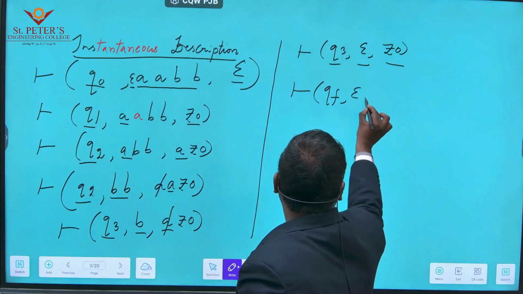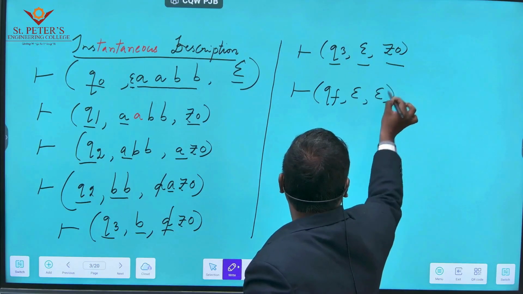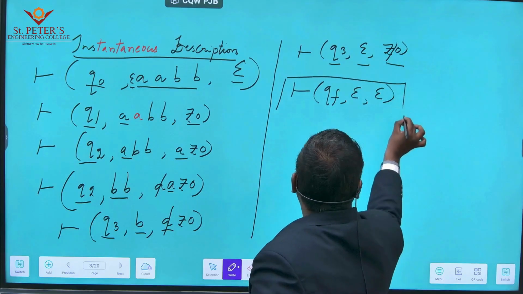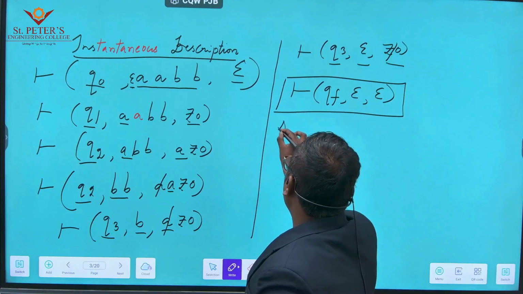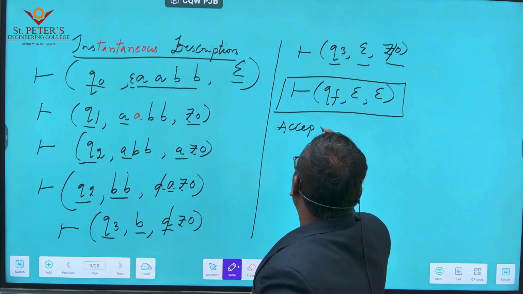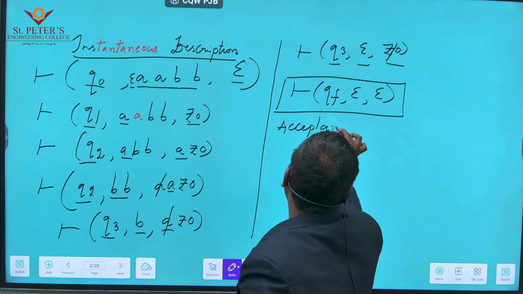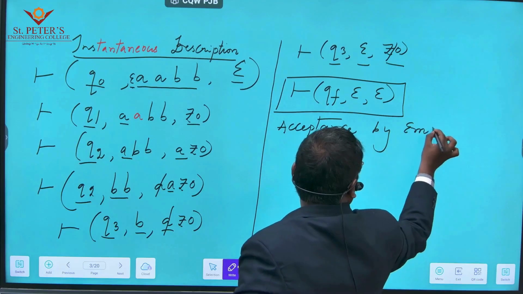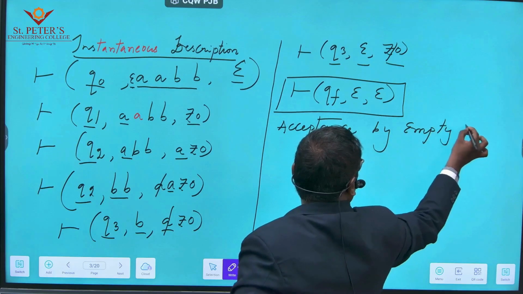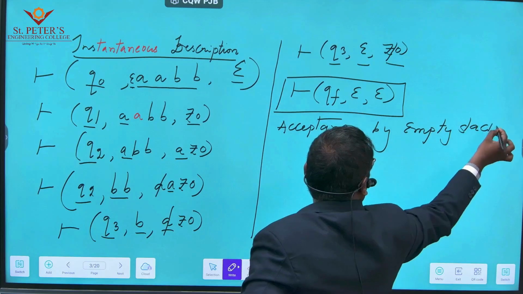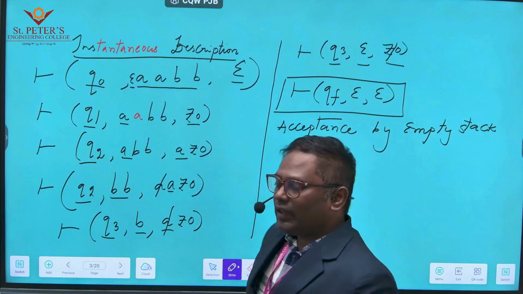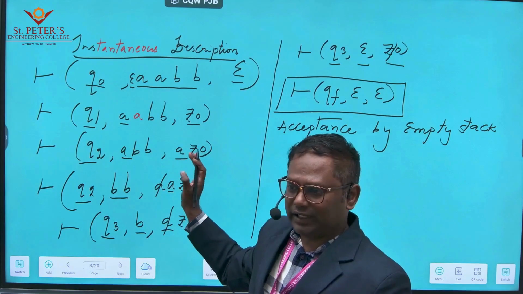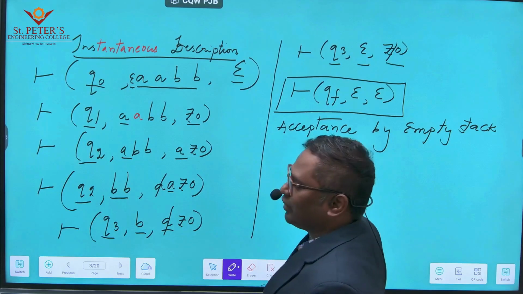So I am reaching the Q final state. I don't have any input. I am popping this Z0 from the top of the stack. Now this is called acceptance by empty stack. So that means whatever pushdown automata I have drawn is correct, and I have proved the answer also.